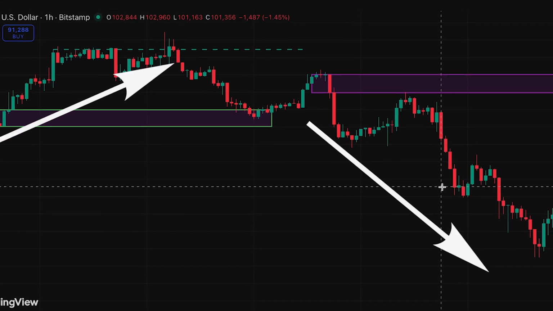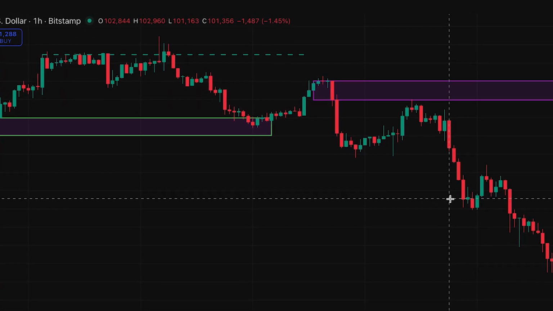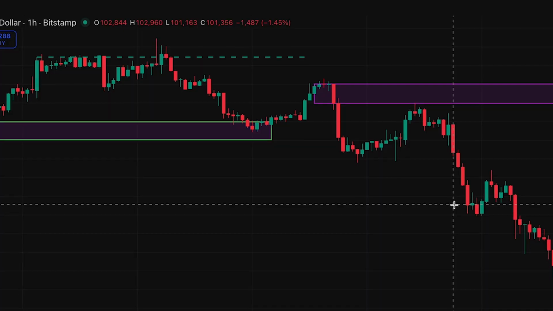And only if one of these signs occurs after the order block, a break of structure or a change of character, you can say, yes, this is a real, valid order block.